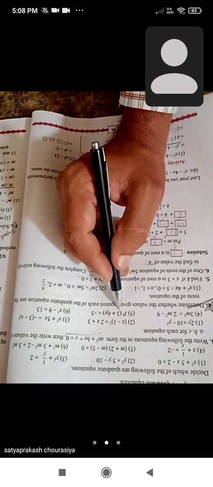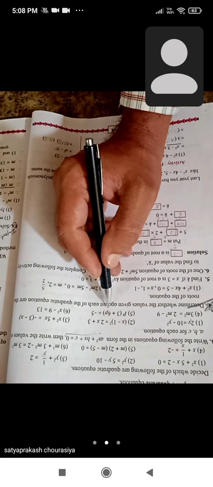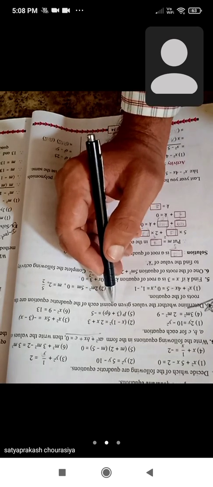p(3 + 6p) = -5. So now 3 plus 6p is given in the bracket. So first we will multiply and open the bracket. Then we will arrange the terms and then we will write down the values of a, b and c. So let's see how to find out the values of a, b, c here.